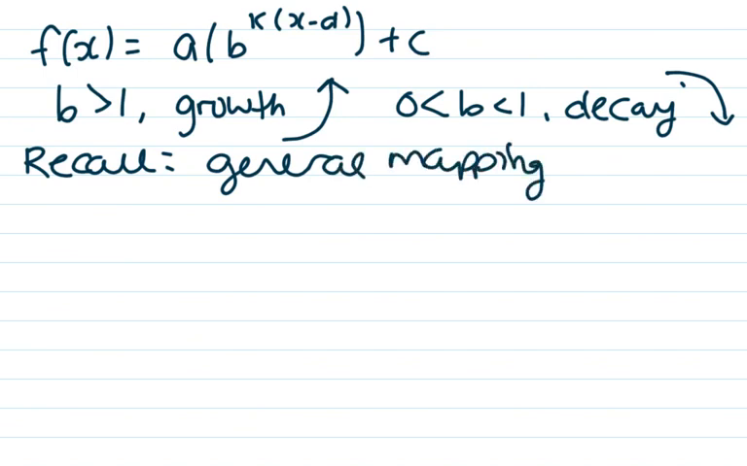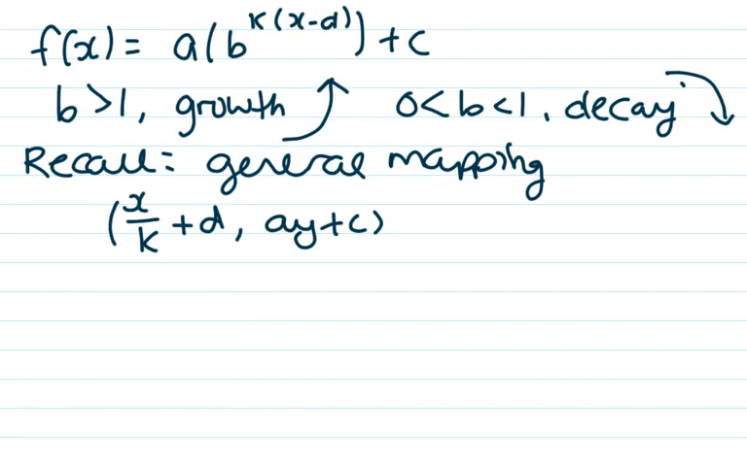That was when you took a point and you plugged in the a, k, c, and d values to transform that particular point. So you would do x over k plus d, comma, ay plus c. So let's do an example.